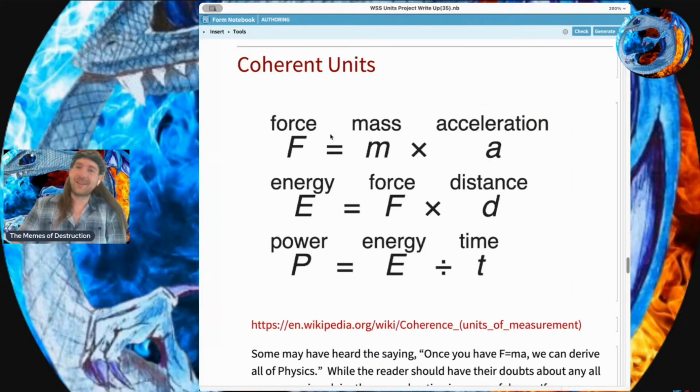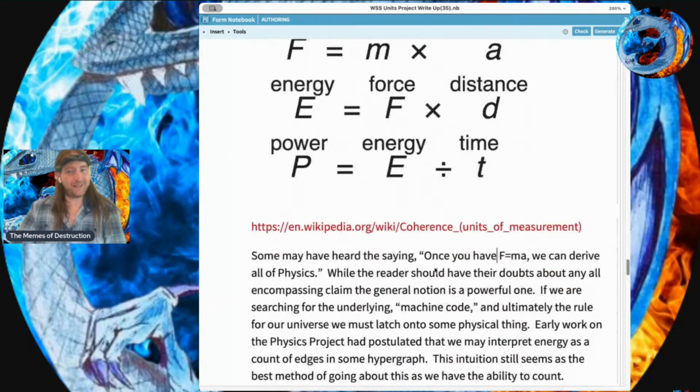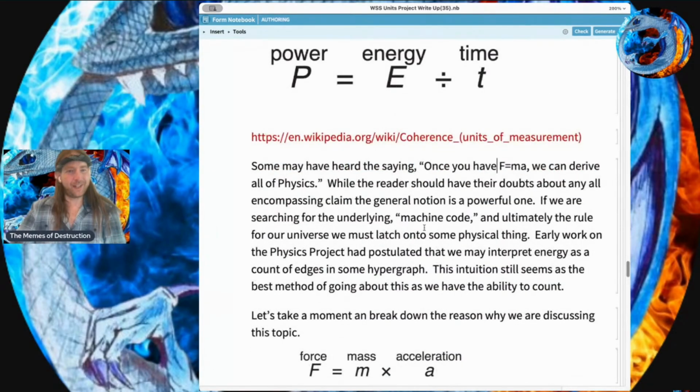Okay. So coherent units, we have force. F equals ma. Force equals mass times acceleration. Energy equals force times distance. Power equals energy divided by time. From our friends at Wikipedia. And again, there's some synthesis in the article. Feel free to disagree. When you do the calculations, it seems to work out.